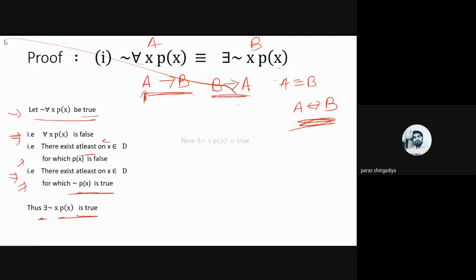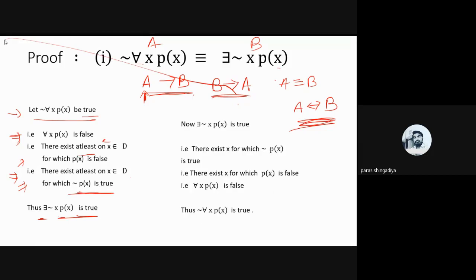What is B here? Okay, what is the B? There exists x negation px is true. Okay, we consider the second formation B is true, and based on this B we'll prove that A is also true. So the condition here is there exists x for which negation px is true. Okay, just we simplify it here.